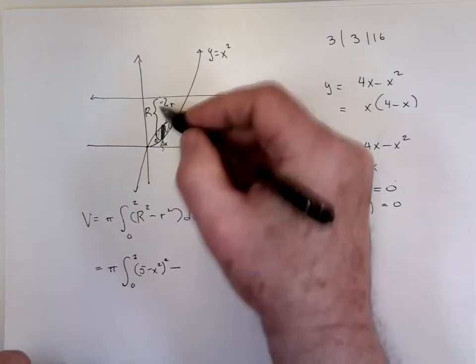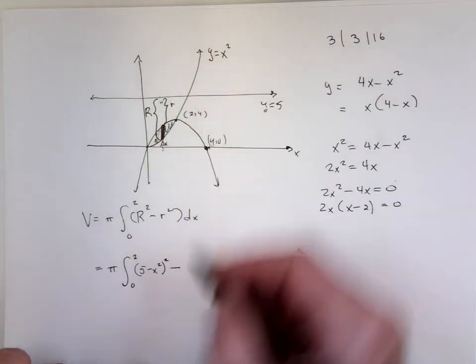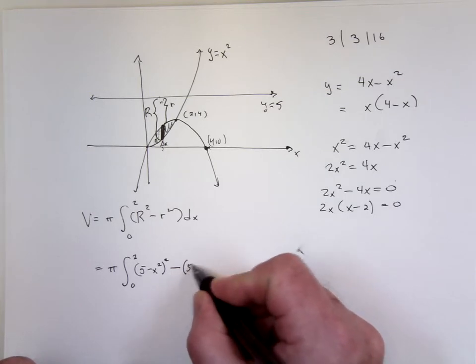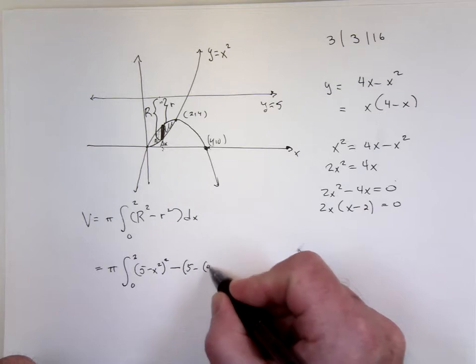Little r is this distance here. What is that equal to? Is that going to be 5 minus 4x minus x squared? Yeah, what a pain this is.